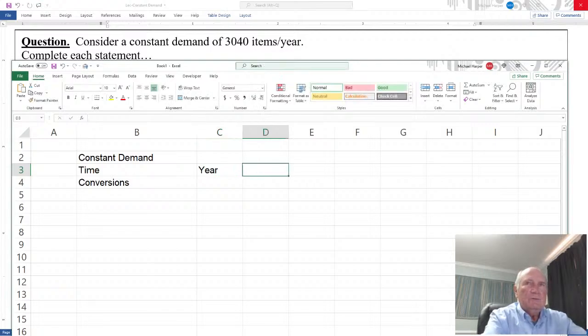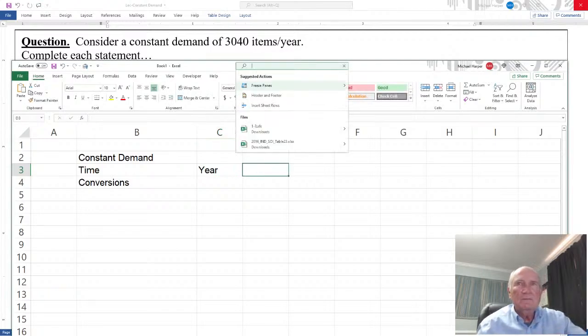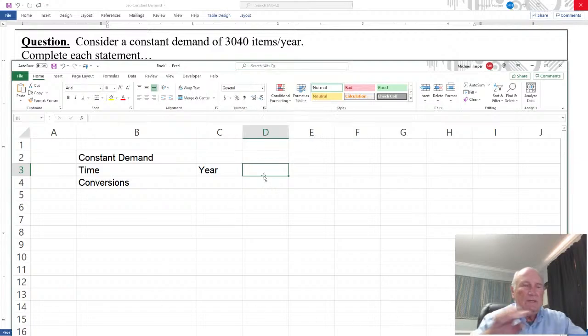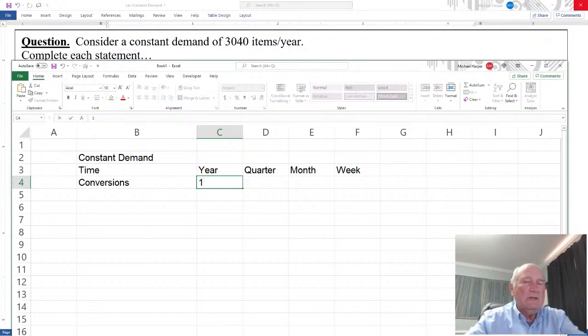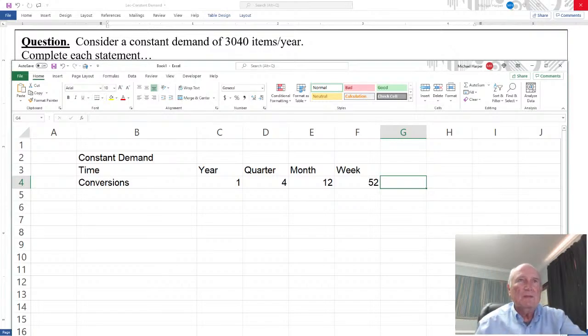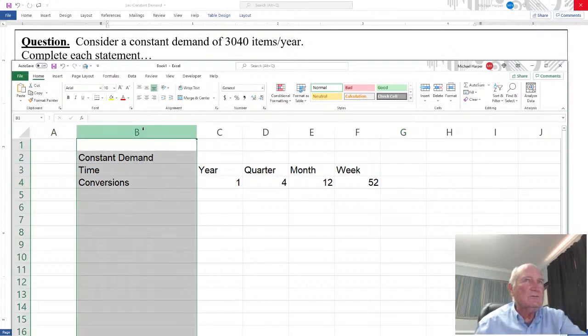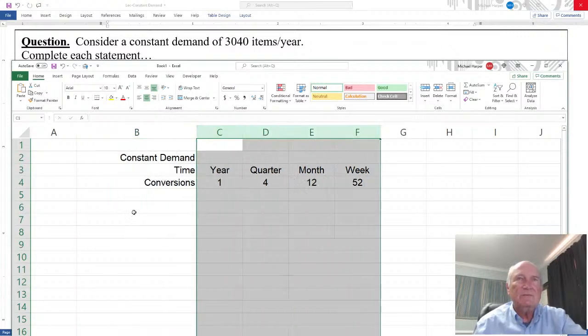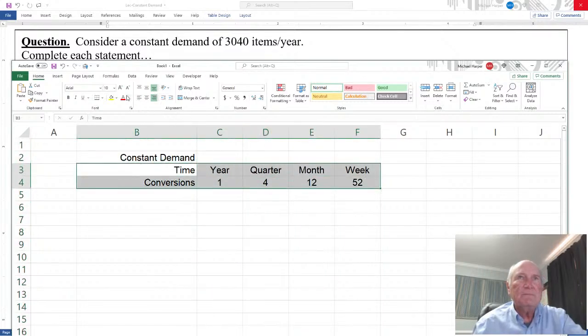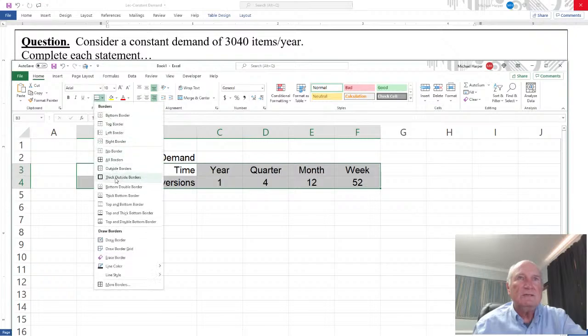Then quarter, month, and then week. Good. The conversions are going to be 1 year is the same as 4 quarters, 12 months, and 52 weeks. Good. Let's right justify these, and let's center justify these. There we go. Let's go ahead and box these in because we will want to box these in.